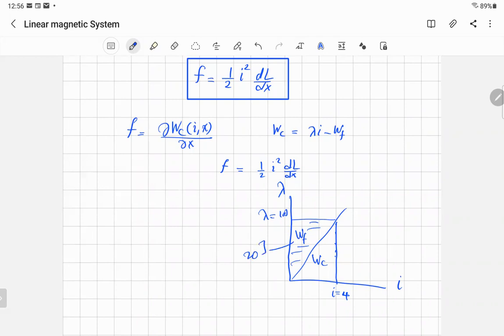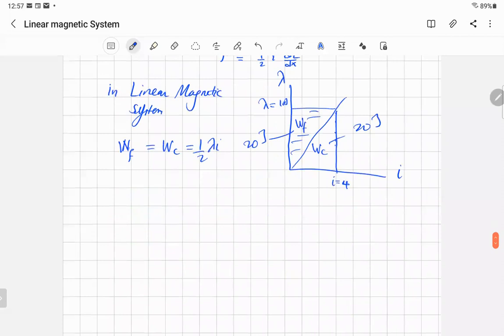What about the area of the coenergy, WC? 20. Okay, so what do you get? In a linear system, the energy stored in the field is equal to the coenergy, because it's a straight line. The areas of both are equal. So that's very important. In a linear magnetic system, WF equals WC equals half lambda I. Both are equal. So that's why you get the same expression.